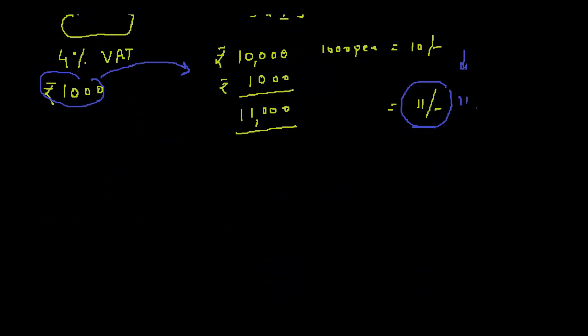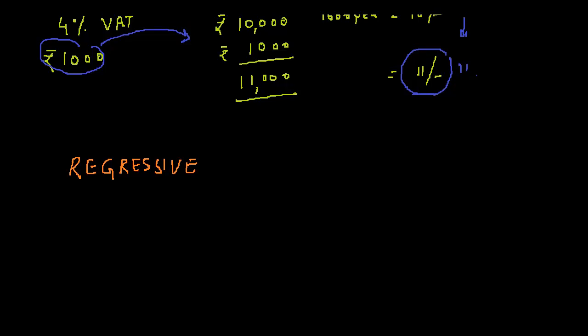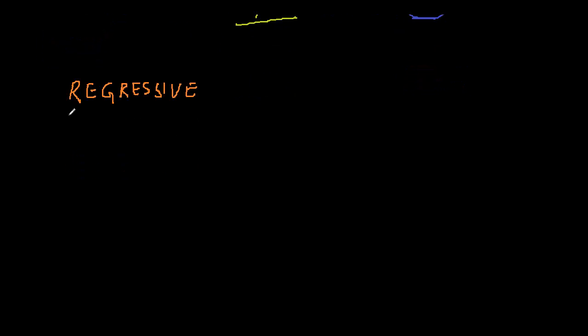Another thing regarding indirect tax is that it is regressive in nature, unlike direct tax, which was progressive in nature. Now let us see what this word regressive means here. Regressive means that no matter the taxable amount increases or decreases, your amount of tax will remain the same.